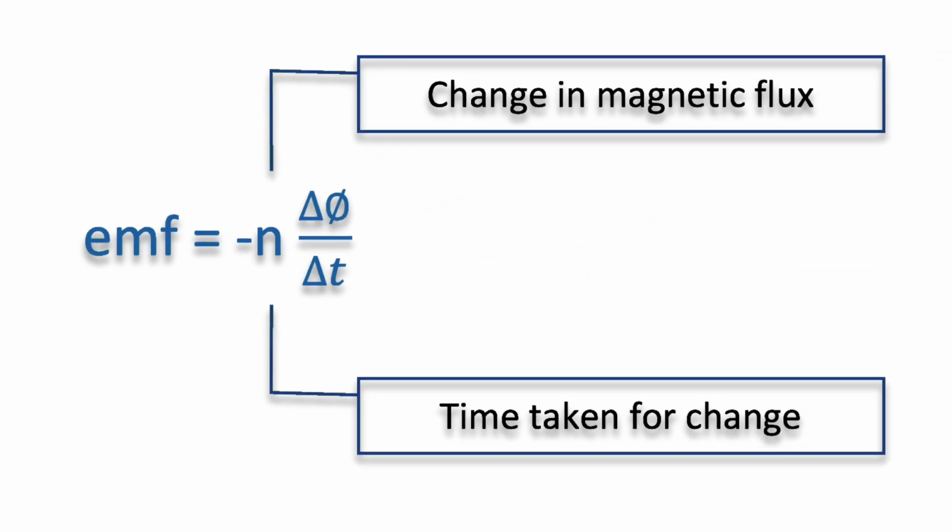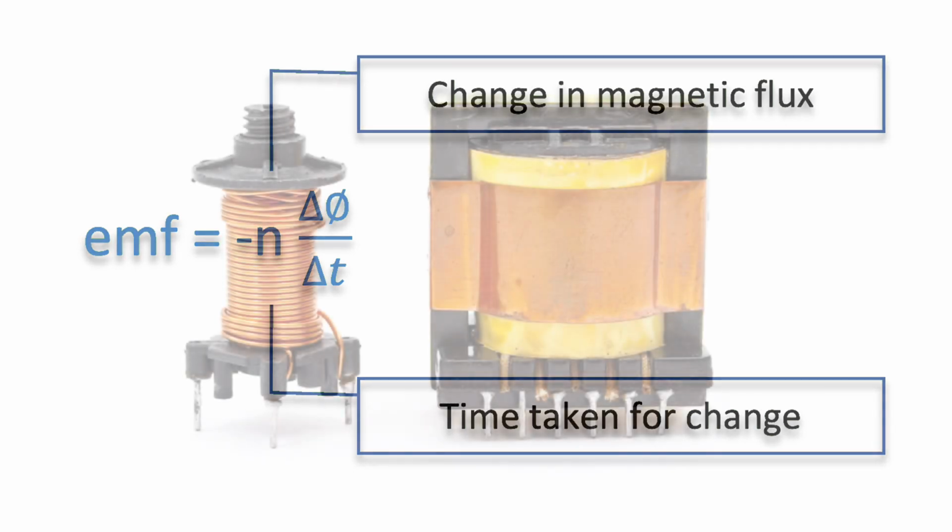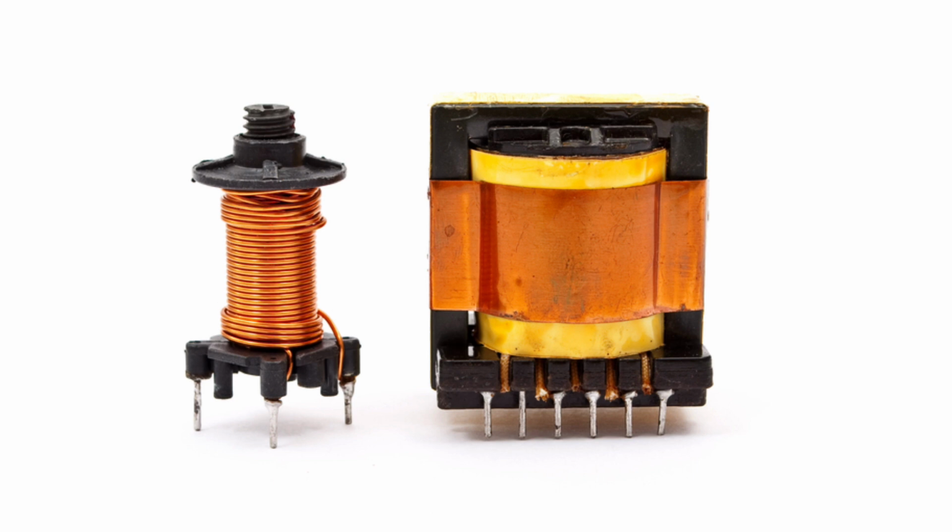Finally, the n term in the equation is an accounting term, which keeps track of the incremental increase from winds in a coil to increase in the resultant EMF.